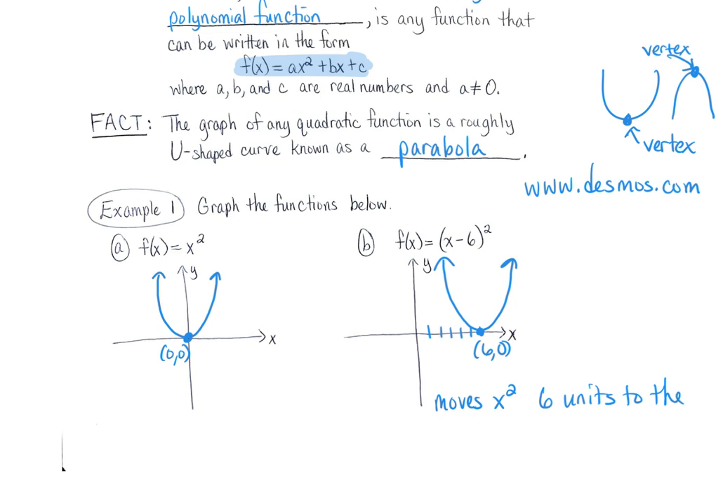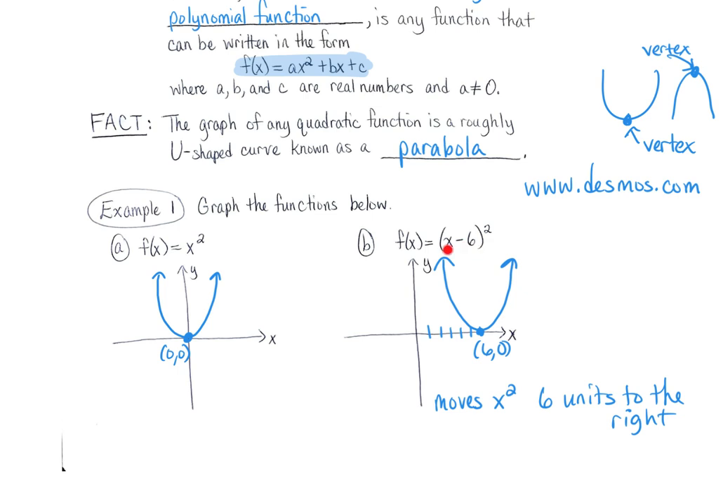To the right. So notice that whenever you have x minus a number on the inside of something squared, the x minus 6 does the opposite of what you would think. It moves it to the right 6.